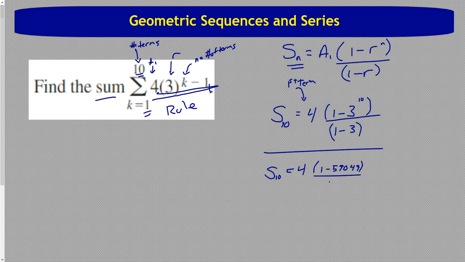Over 1 minus 3 is negative 2, right? So now that I have this 59,049 in my calculator, I'm just going to hit 1 minus second answer, or you could type it back in. So what I have now, and I'll just write it down so you can see what I'm working with, is negative 59,048, because I subtracted it from 1. I'm going to divide that by negative 2. I'm also multiplying by 4, so really negative 2 goes into 4 negative 2 times. So what I really have is S sub 10 equals negative 2 times the negative 59,048.